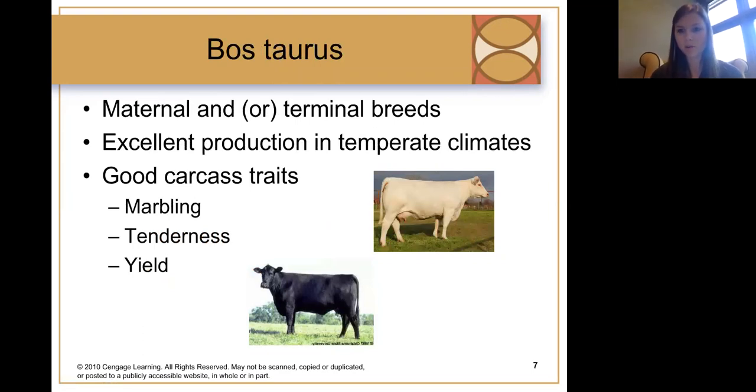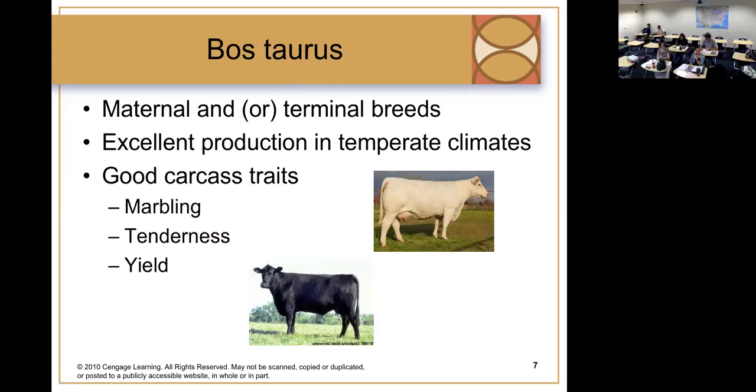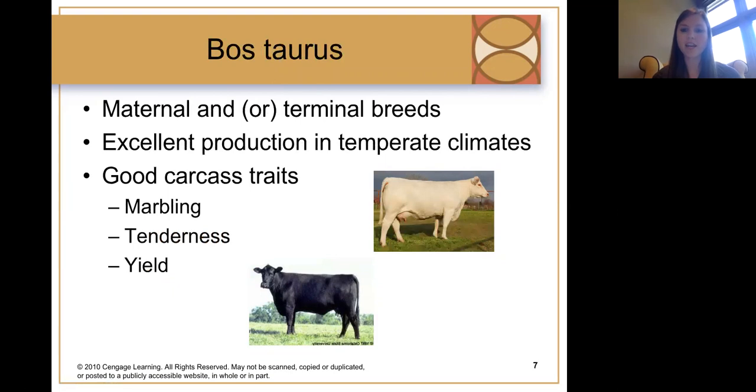Does anyone know what marbling is, what that term describes? The fat. Right, yeah, the intramuscular fat, exactly. So marbling is used to determine meat quality. So good job.